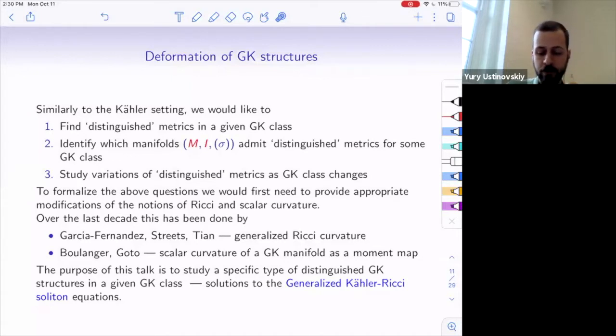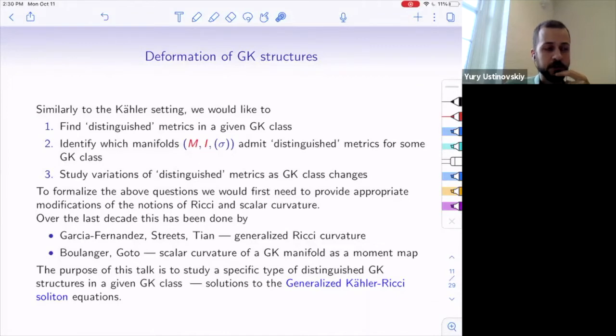We might be wondering which manifolds, complex manifolds, or even Poisson complex manifolds, admit distinguished metrics in some generalized Kähler class, if there exist generalized Kähler structures. And again, you can as well study variations of distinguished metric as you change your generalized Kähler class.